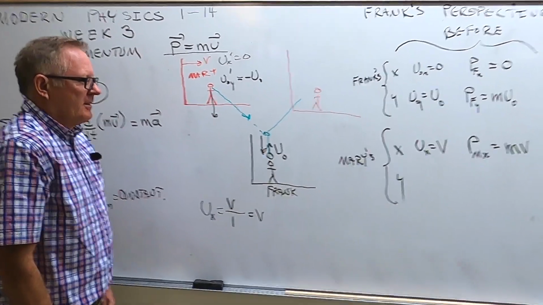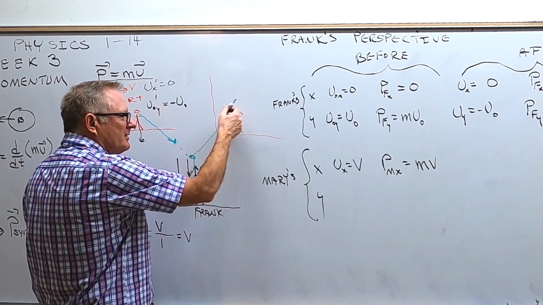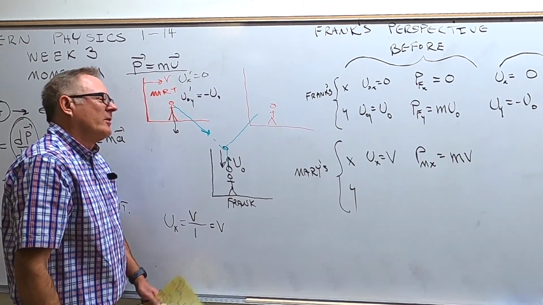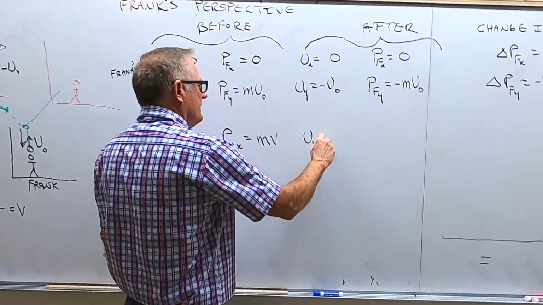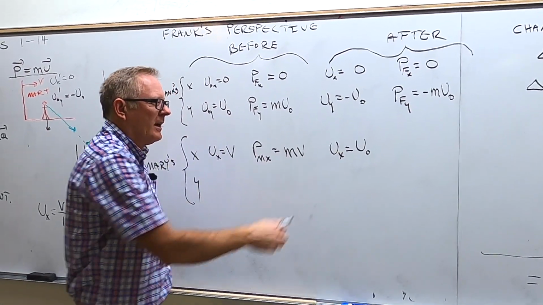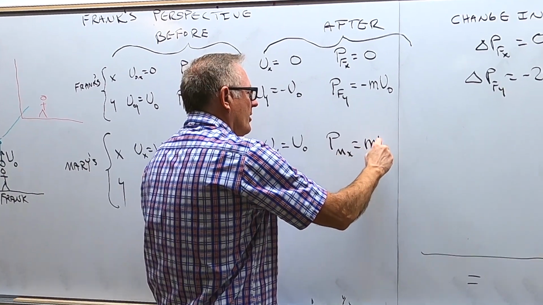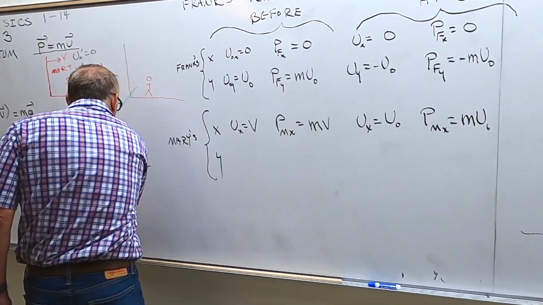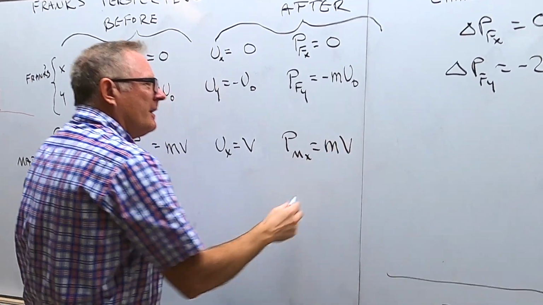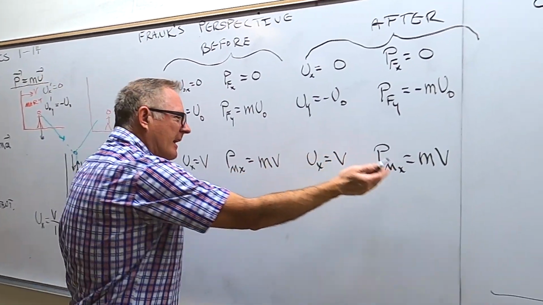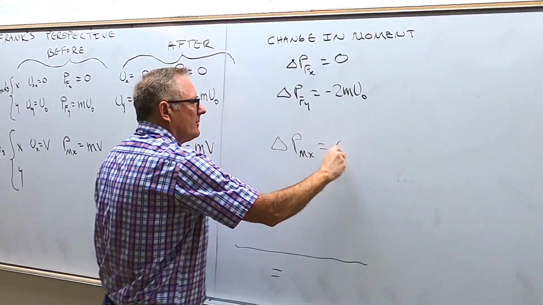Okay, after the collision, what was the x motion afterwards? It's still the same thing. It's going up this way. It's not moving relative to Mary, so it's still mv. So ux is still v. It's positive. It's going to the right. Momentum of Mary in the x is still mv. Sorry, we said that was v, not m. And so the change, that minus this, is 0. So the change in the momentum of Mary in the x is equal to 0.